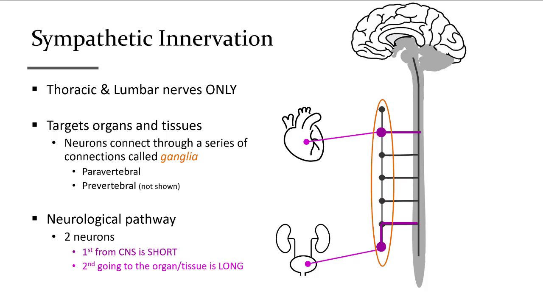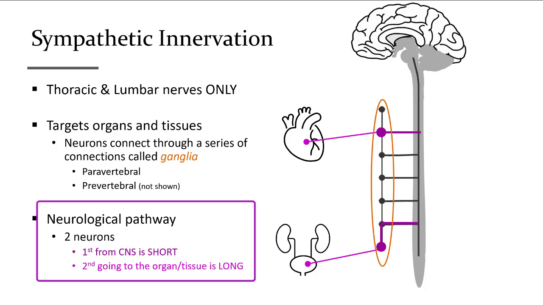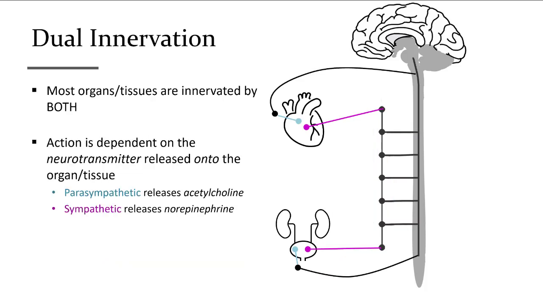In contrast to the parasympathetic, the sympathetic nervous system has a very short first neuron. So from the spinal cord to the chain ganglion is neuron number 1. And then it has a much longer path as the second neuron goes to the organ to be innervated. So dual innervation means an organ that's innervated by both the parasympathetic and sympathetic, even if they get there by different routes.